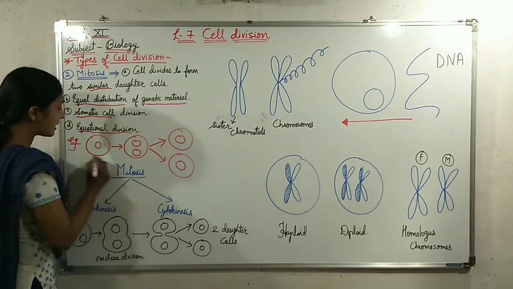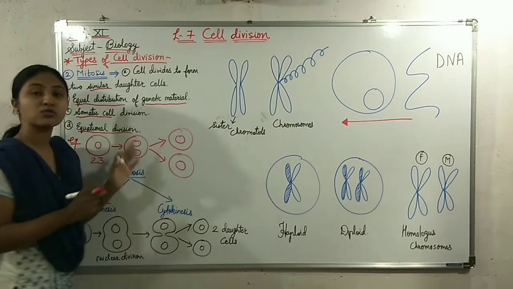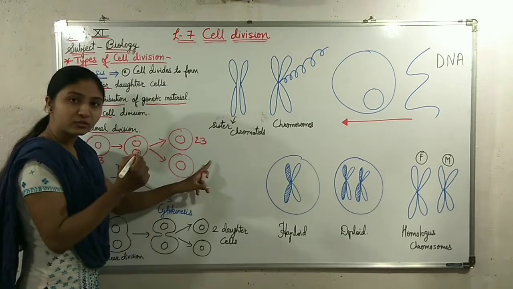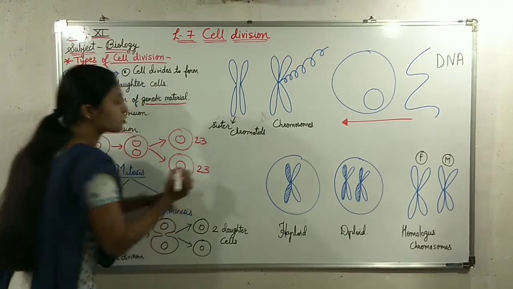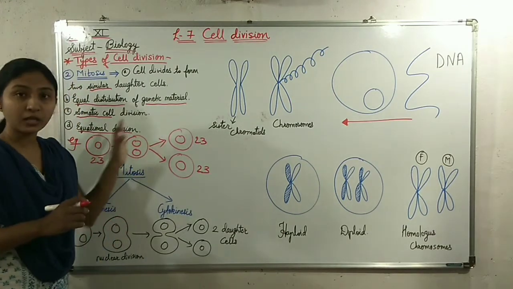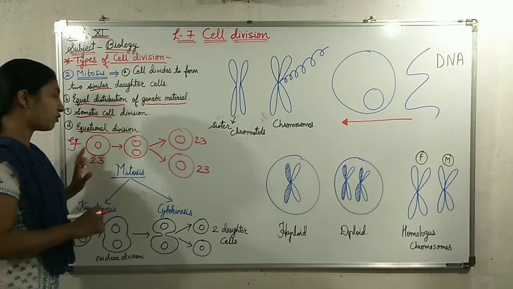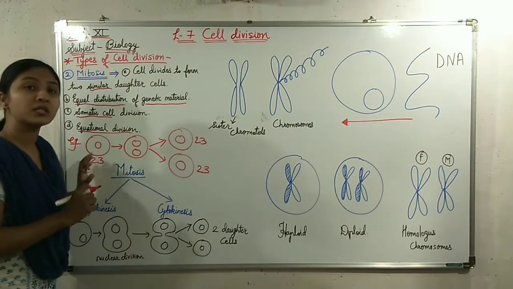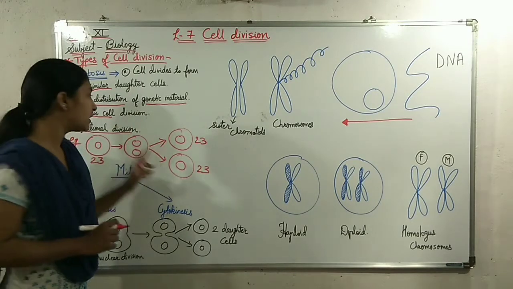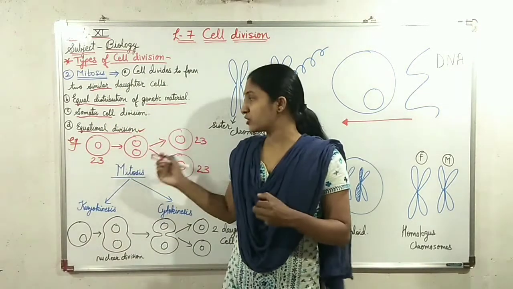Suppose this parent cell has 23 chromosomes, so the daughter cells will also have 23 chromosomes. This cell will have 23 chromosomes and this cell will also have 23 chromosomes. So the number of chromosomes is equal to the number of chromosomes in the parent cell. That's why this mitotic division is called equational division.